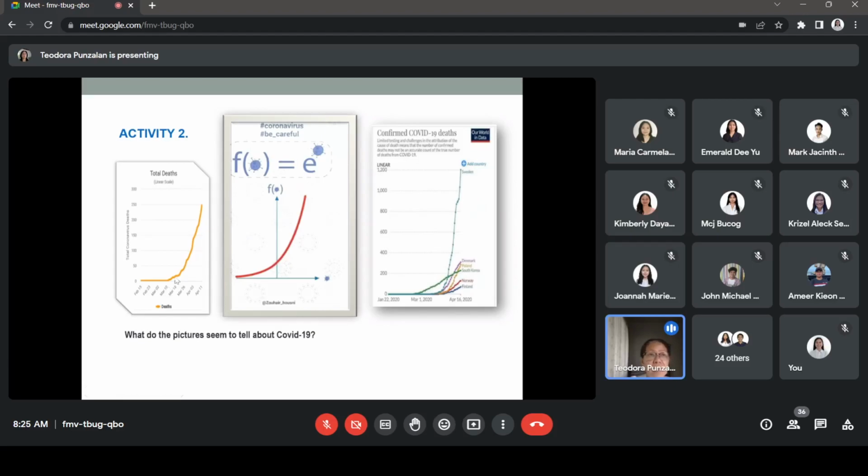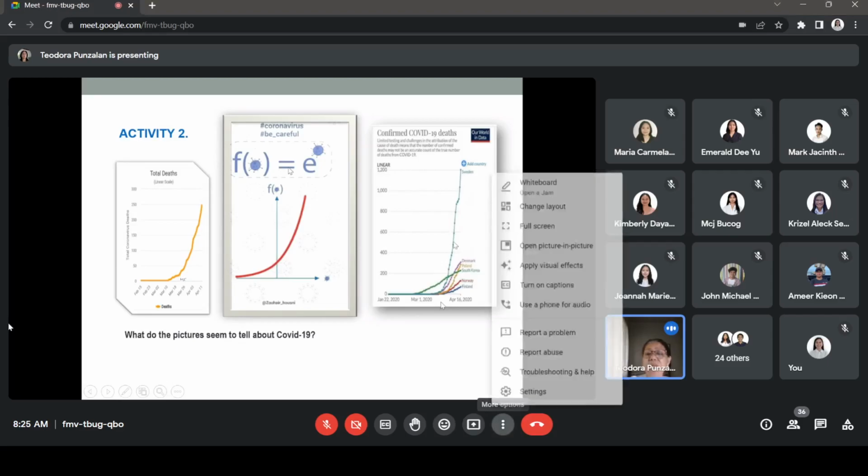If I remember, March 15 was when we closed. Then suddenly, for 2 years, it followed that kind of curve. Then after some time, it went down. Okay? So, exponential. F of x equals e to the power x.